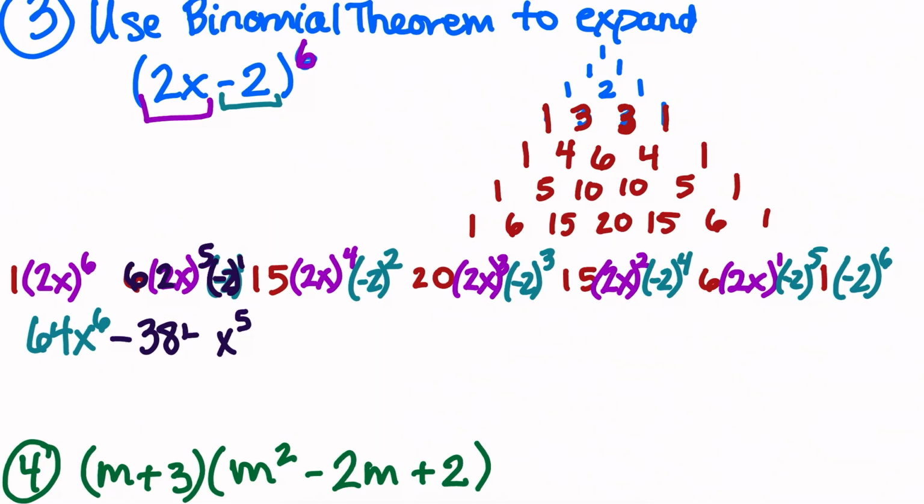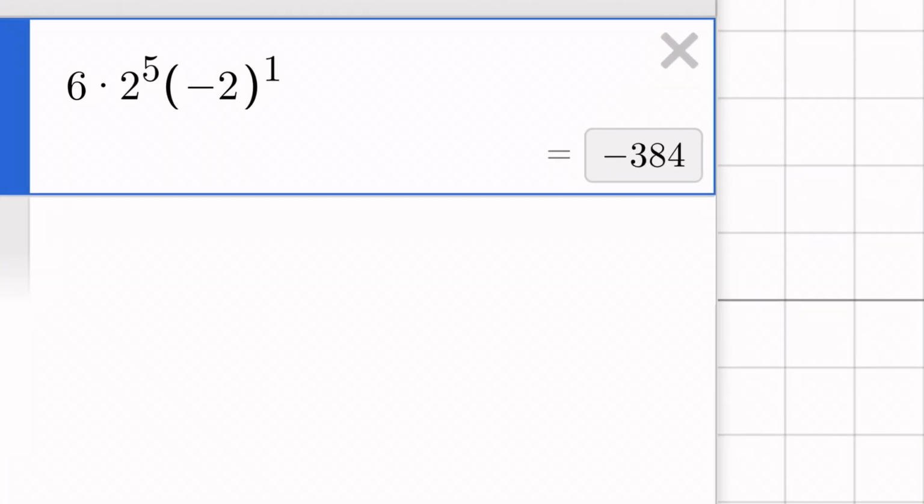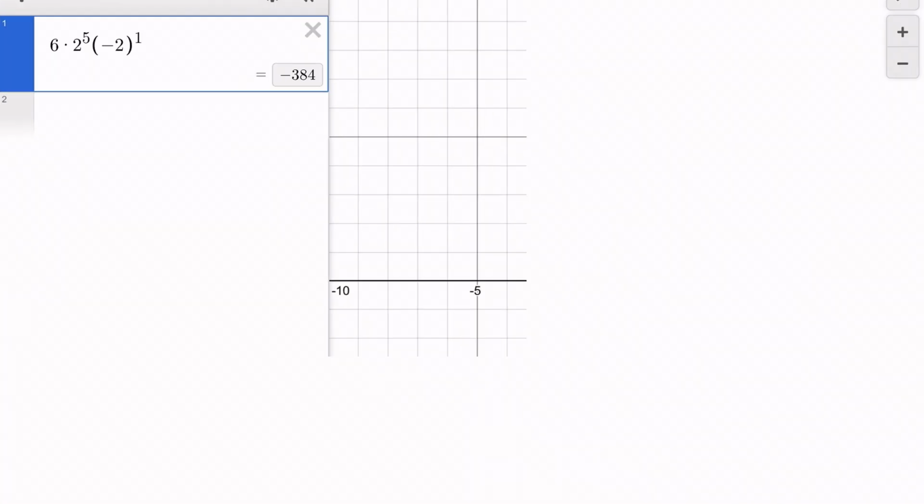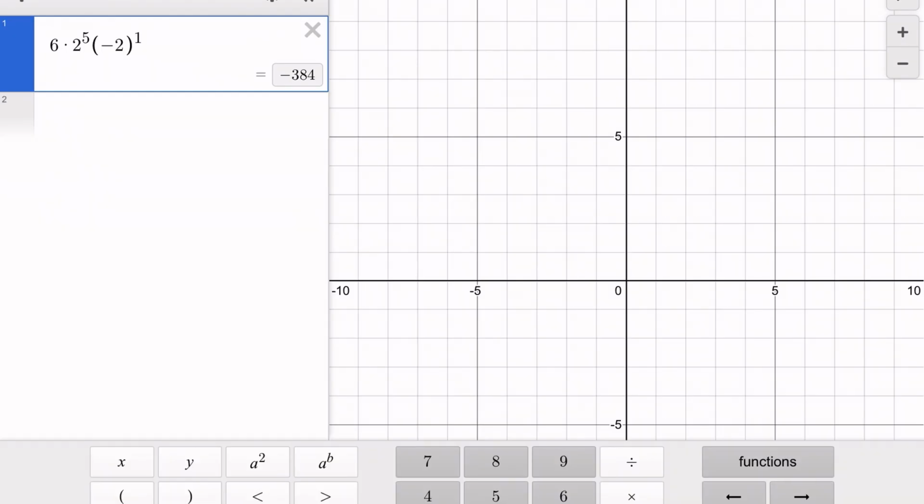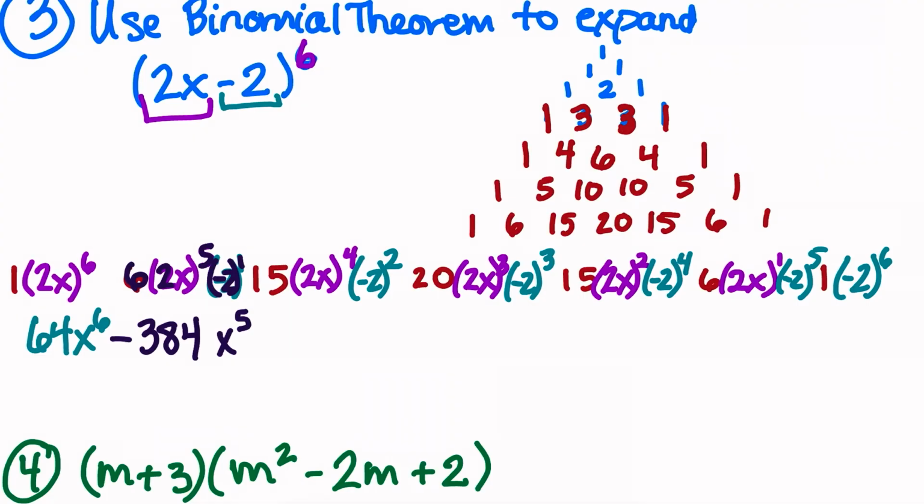And now the next one, I'm going to multiply the 15 times 2 to the 4th times negative 2 squared. So 15 and 4 and 2. So instead of 6, I have to be able to type it. Okay, so I need 15. That's going to be 2 to the 4th, and then negative 2 squared. So that's 960. Positive 960. So plus 960 x to the 4th.